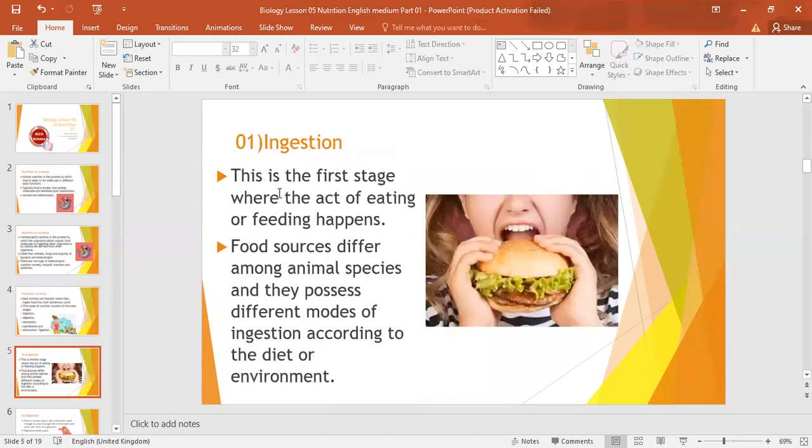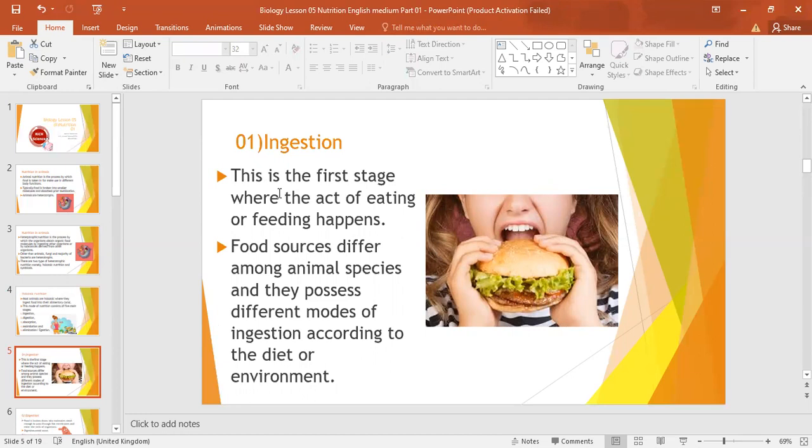The first one is ingestion. Imagine it is eating. When we eat, we can say it is ingestion: taking food into the oral cavity. This is the first stage, where the act of eating or feeding happens. Always we cannot say ingestion is eating, because in some animals they feed. That is the ingestion.